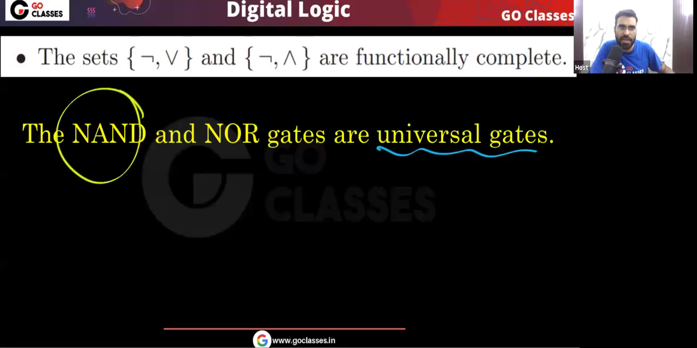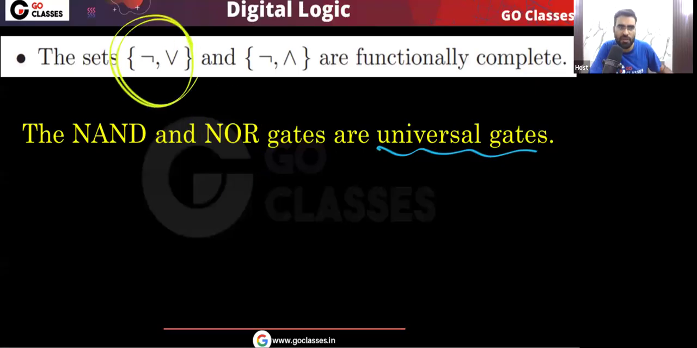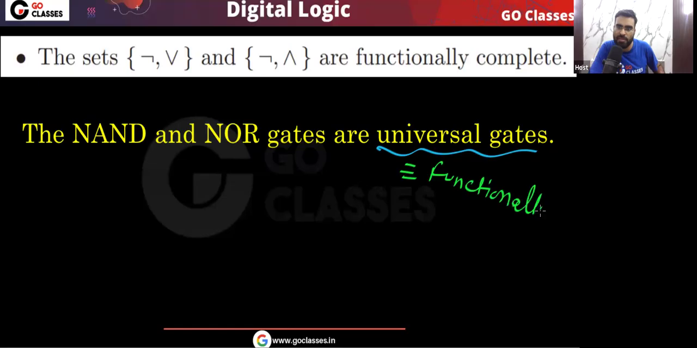NAND gate is a universal gate, which means it is functionally complete. NOR gate is a universal gate, which means it is functionally complete. This set is functionally complete, and this set is functionally complete. So this is what we have seen so far. Universal gate simply means functionally complete.